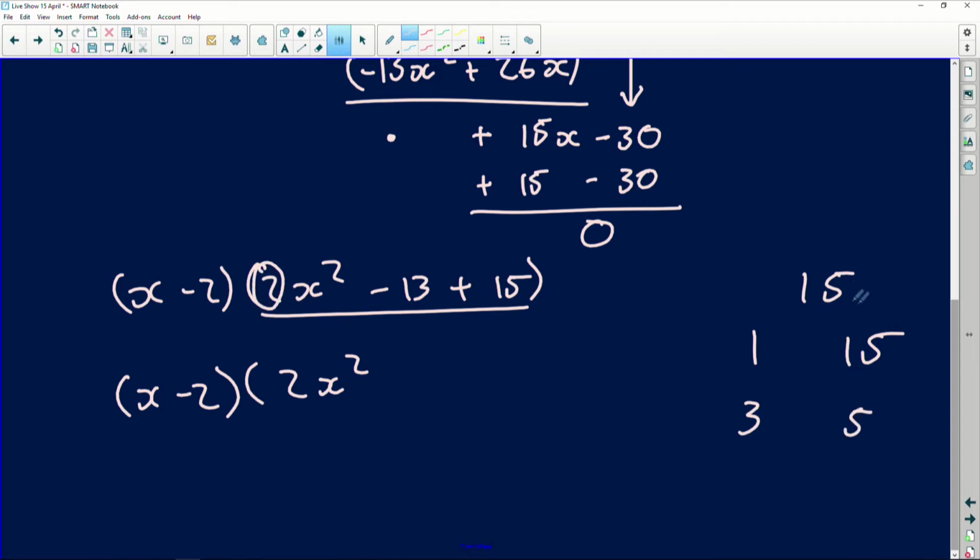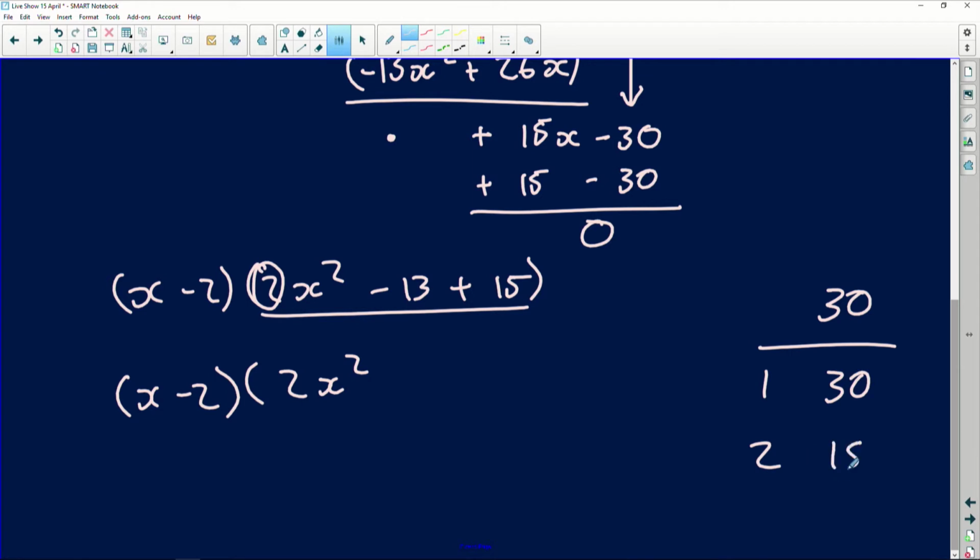We have 2 multiplied by 15. So we're not actually looking for the factors of 15. We're looking for the factors of 30. Okay, so 2 multiplied by 15 gets me 30. The factors of 30 that get me 13. So we have 1 and 30, 2 and 15.